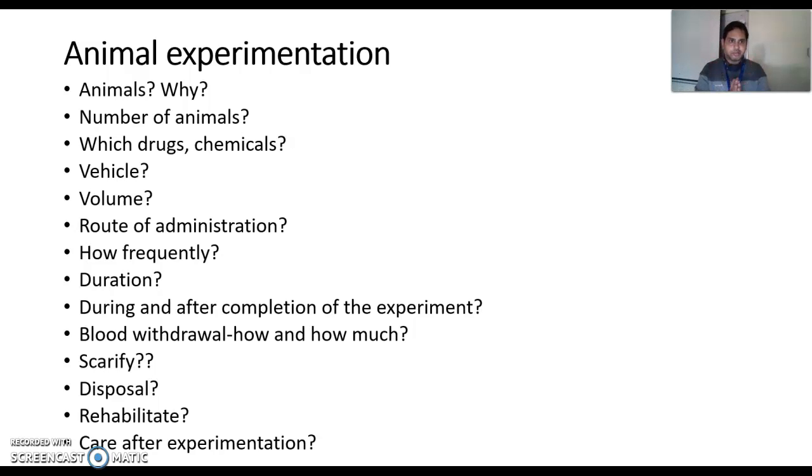तो ये सारे इंपॉर्टेंट पॉइंट्स जो हैं, ये अगर आपने क्लियर कर लिए फॉर्म बी में, और इनके आंसर आपके पास सबके हैं, तो you will not get any problem to get an approval of animal experimentation from ethics committee.